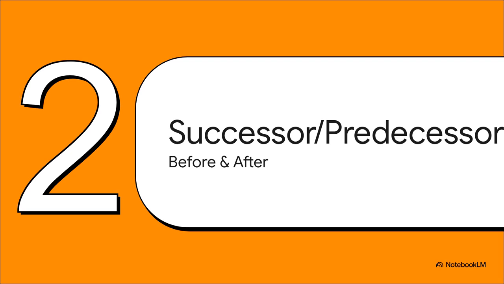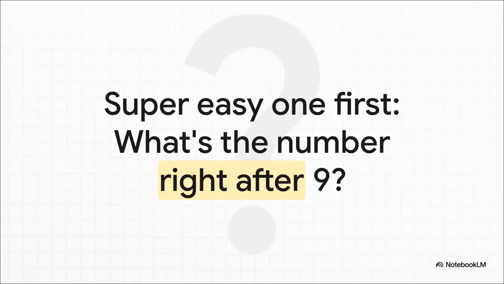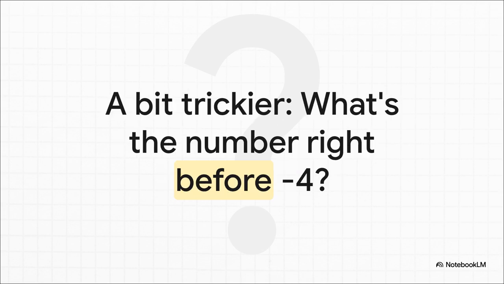Now this brings us to two ideas with kind of fancy-sounding names, successor and predecessor. But don't let the words fool you. They're really just the math way of saying what comes after and what comes before. Let's start with a super easy warm-up. What's the number that comes right after 9? It's 10, of course. You've known that since you were little. That's the basic idea. Okay, now for one that feels a bit trickier, what's the number that comes right before -4? Is it -3 or is it -5?